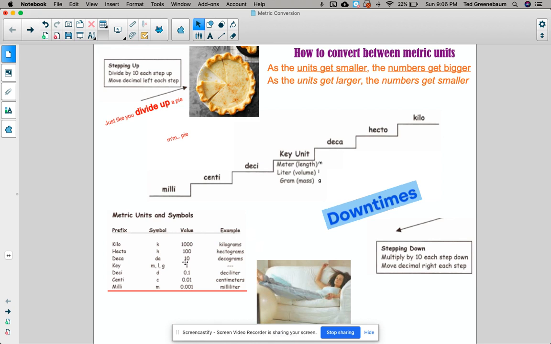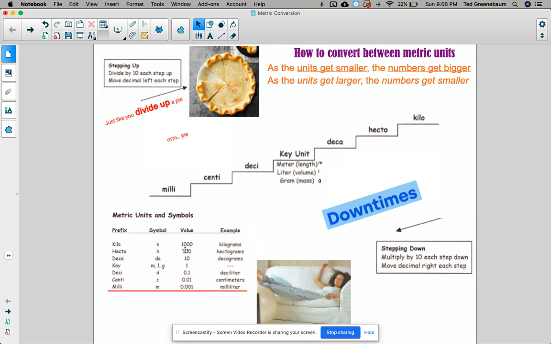Deca means 10. There are 10 years in a decade. Deci, like a decimal, is 1/10 of. Centi means 1/100th of. There are 100 cents in a dollar. And milli means 1,000th of. There are 1,000 years in a millennium.